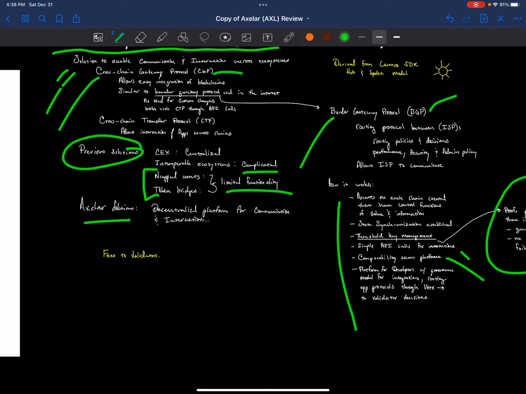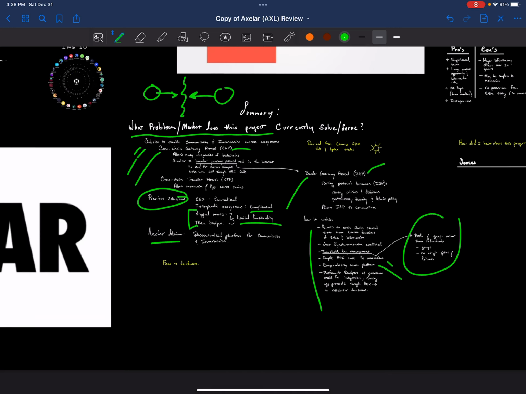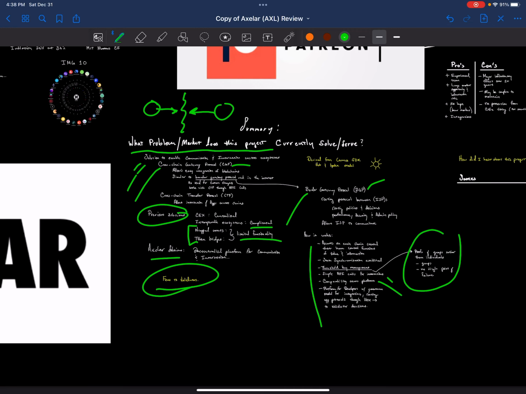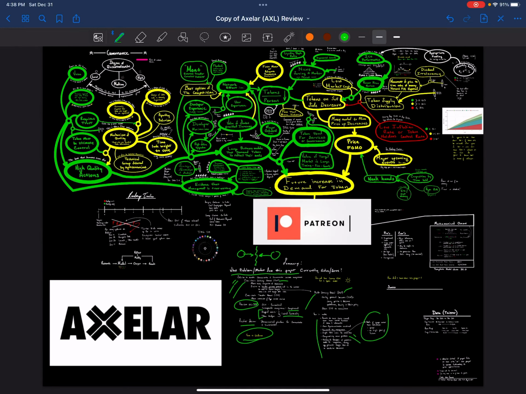Axelar's solution is a decentralized platform for communication and interaction. And so the fees from this service provided go to validators. All right, so I hope I didn't bore you too much with the details there of what it really does. Now I'm going to get into what the model expects for token performance.